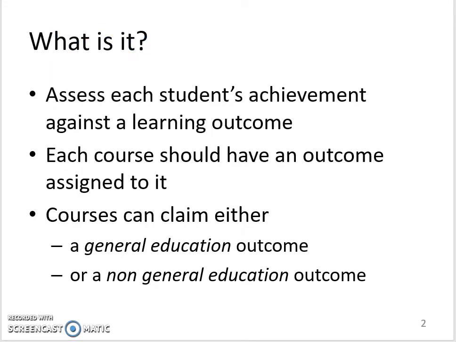Well, our intention is to assess each student's achievement against a learning outcome. Each course should already have an outcome assigned to it. Courses can claim either a general education outcome or a non-general education outcome. We will call it a SL outcome, or student learning outcome for short.